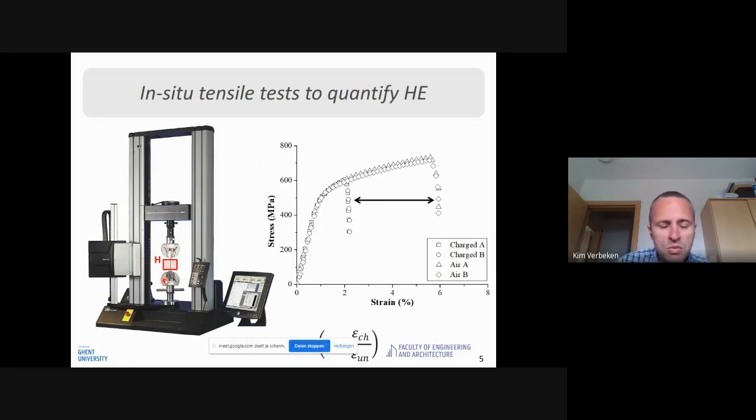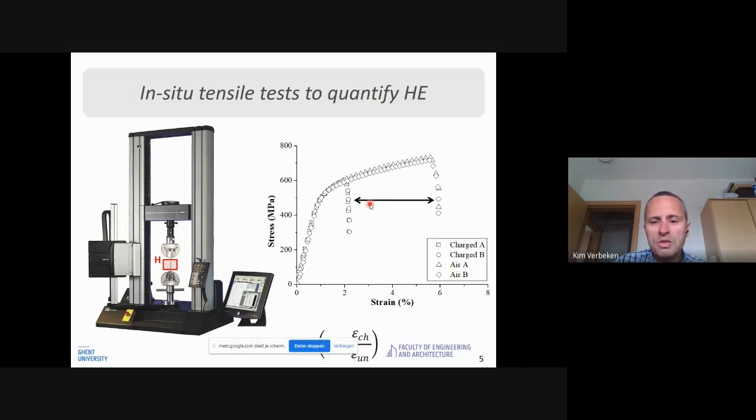This means that we have an electrochemical cell built around our specimen, and we can charge our specimen before doing the test, and then we work on saturated samples, or while we start the test. And then we will see, and I will show you an example of that later on, that hydrogen moves inside your material while you are performing a test.